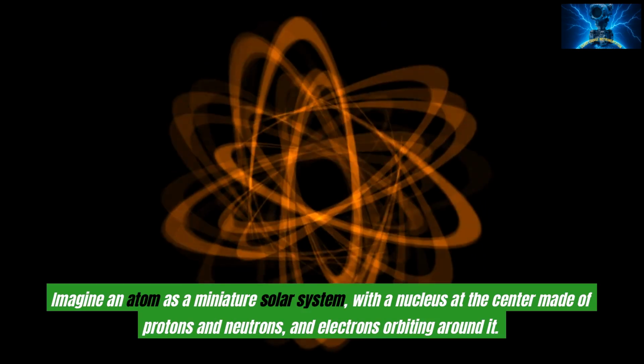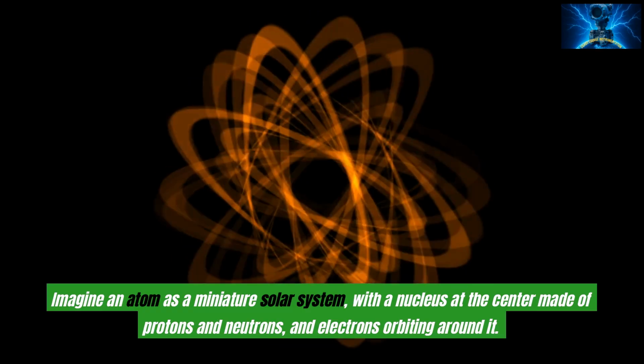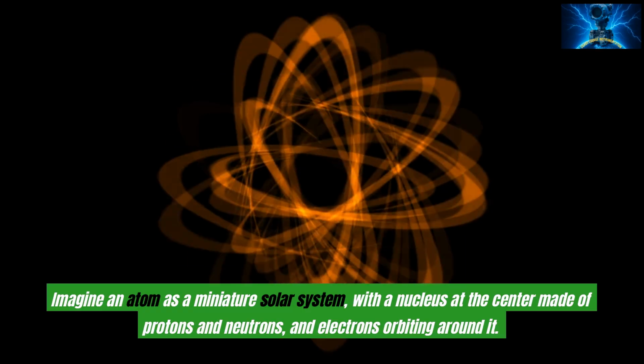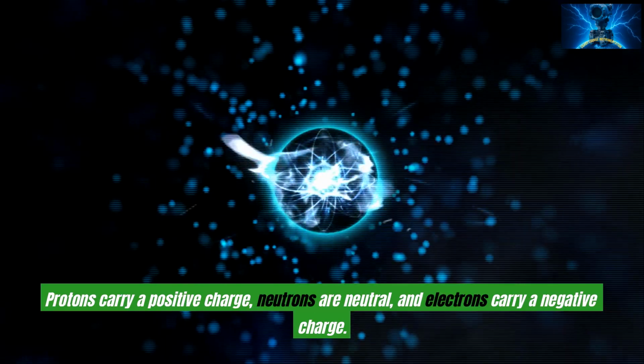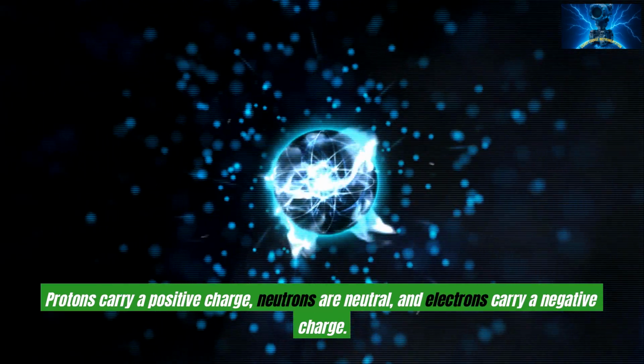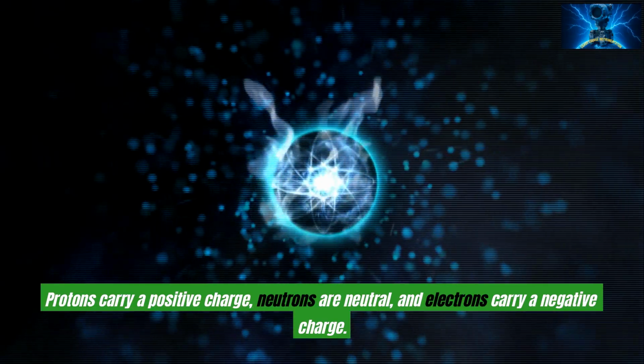Imagine an atom as a miniature solar system, with a nucleus at the center made of protons and neutrons, and electrons orbiting around it. Protons carry a positive charge, neutrons are neutral, and electrons carry a negative charge.